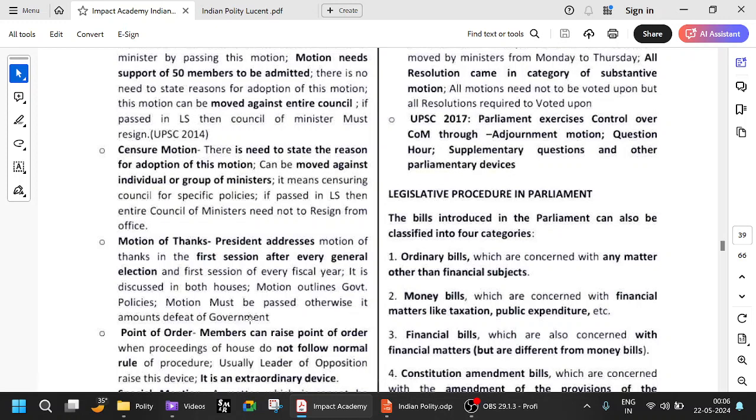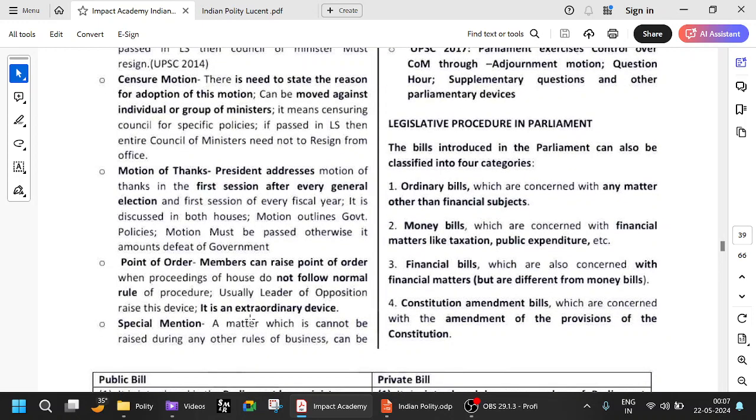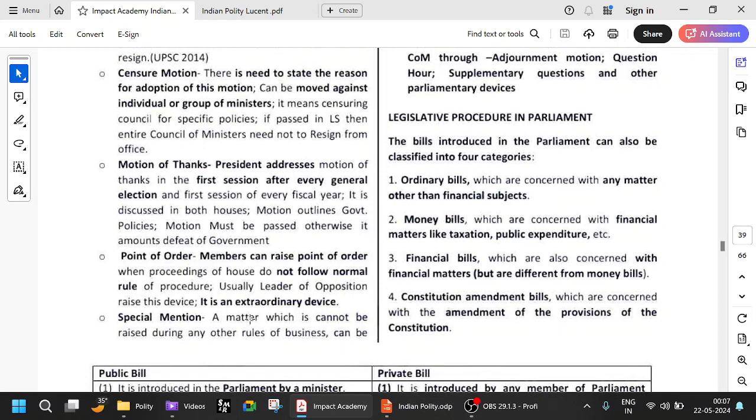Okay, because if a government is formed, that means it has a majority. So if it has a majority, then obviously this motion of thanks has to be passed. So if this motion of thanks is not passed, that means there is no majority for the government. So then they can go for a no confidence motion and the government will fall.